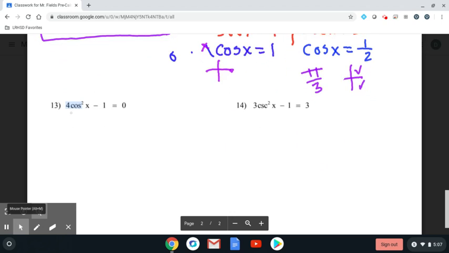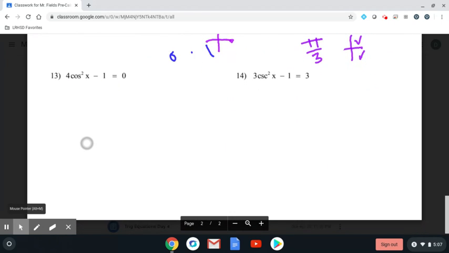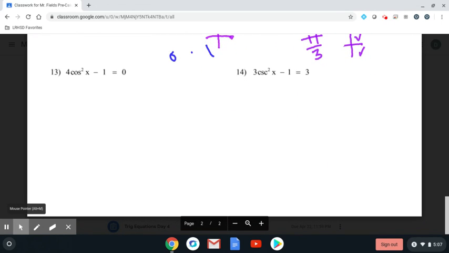All right, last one we'll go over is number 14. So on 14, we have 3 cosecant squared x minus 1 is equal to 3. So really similar to the last problem, now that you see another cosecant, eventually you're going to flip this to get it to sine. But before you do that, you have to try to get cosecant by itself first. So because we only see this one cosecant in this equation, we just want to solve this like a normal equation, trying to get cosecant by itself.